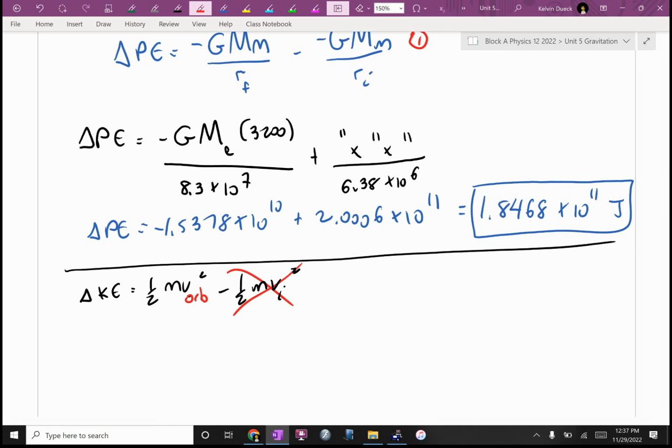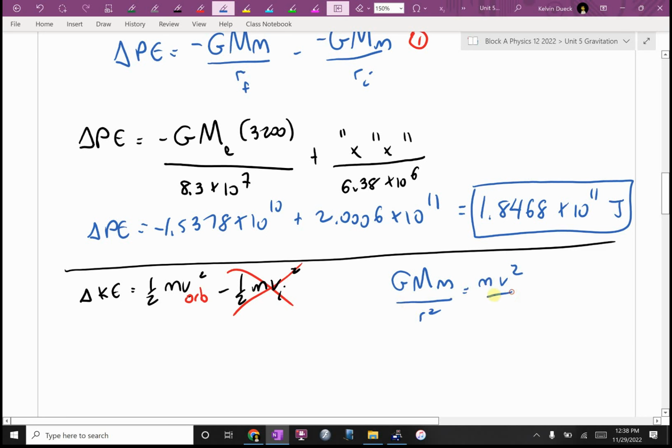And by the way, this VF is really the orb. You may have memorized V orb, and if you have, that's okay. But I'm going to quickly rederive it by saying gravity is what's pulling me in a circle. Big G, big M, little m over R squared equals mv squared over R. And I'm going to be a little bit clever here. The little m's cancel. One of the r's cancels.